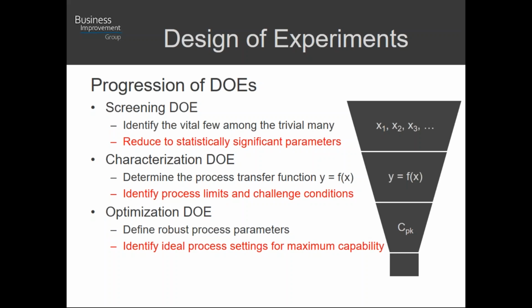There's some industries that have to do what's called process validation, meaning repeatedly producing DOEs so that we can kind of push the process. And then the optimization. This is where we could define robust process parameters and identify the ideal process settings to maximize what we call capability, right? The most predictable, highest performing output that we can possibly get.